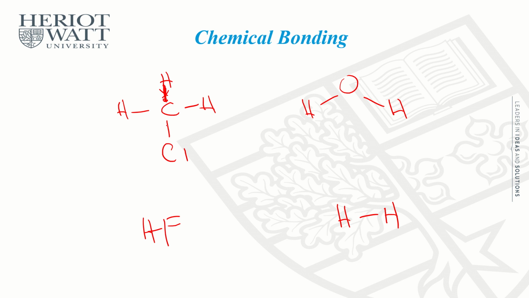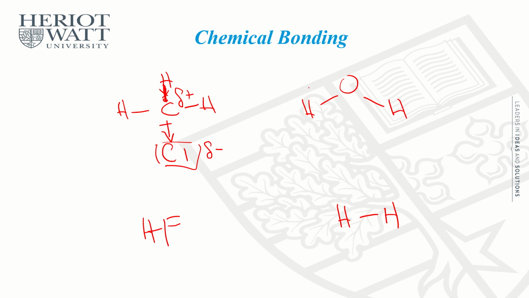But what about CCl? Cl is another element which is highly electronegative. What happens is it will pull the electrons towards itself, and your Cl will become delta negative. Your carbon instantly becomes delta positive. CCl is forming a covalent bond which is polar.